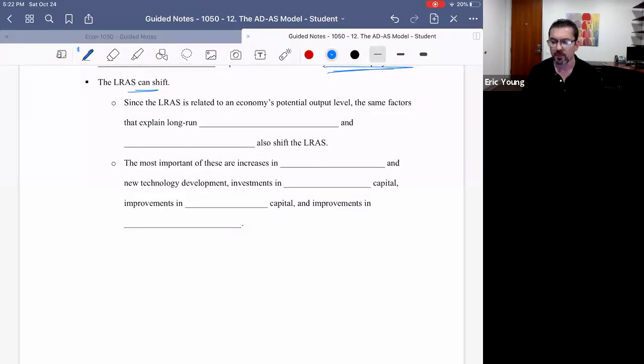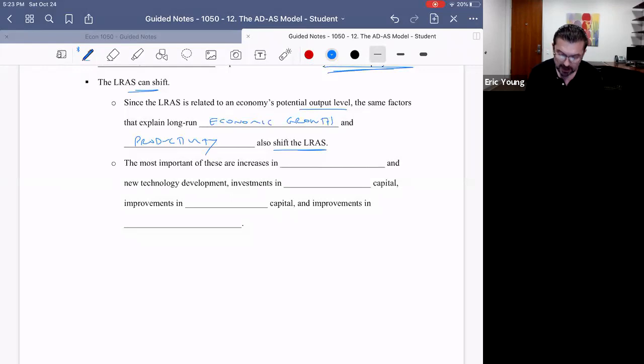But here's the key. When it comes to the shifting, it's a pretty easy thing to understand. Since the LRAS is related to the economy's potential output level, the very same factors that explain long-run economic growth and explain long-run productivity, those very same factors are the factors that will shift LRAS. What are those factors? Well, we've gone over them before. We've gone over them a bit with the PPF curve, the production possibilities model. We also went over these things in our discussion on economic growth.